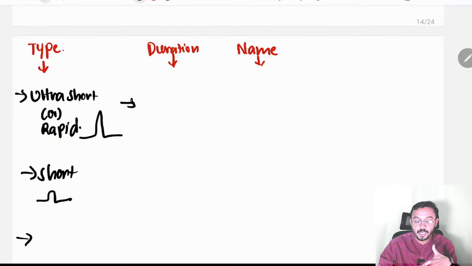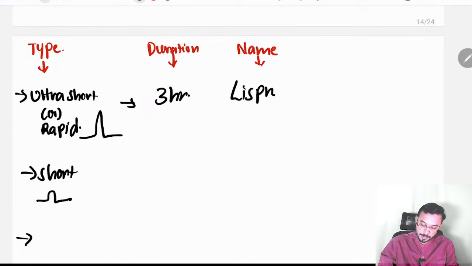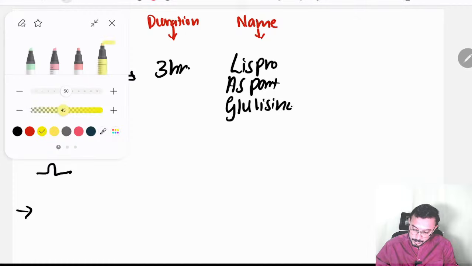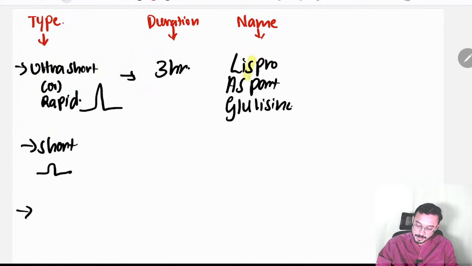For ultra short or rapid acting insulin, the duration is about 3 hours. The brand names are Lispro, Aspart and Glulisine. Remember the trick I will mark over here: everything has an S present, so that is ultra short or rapid acting insulin.